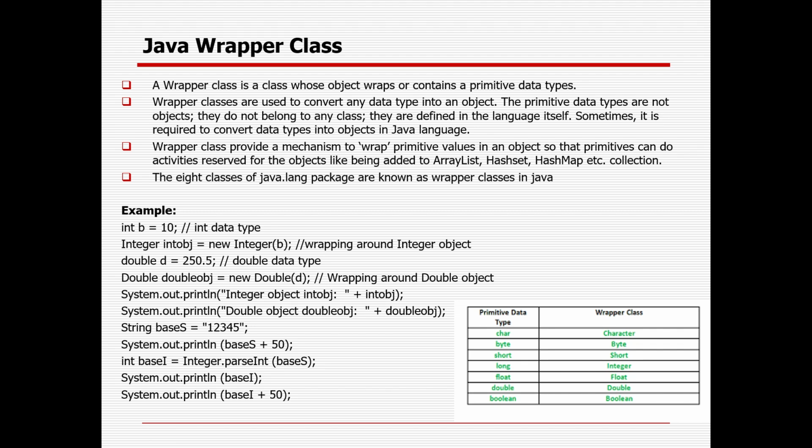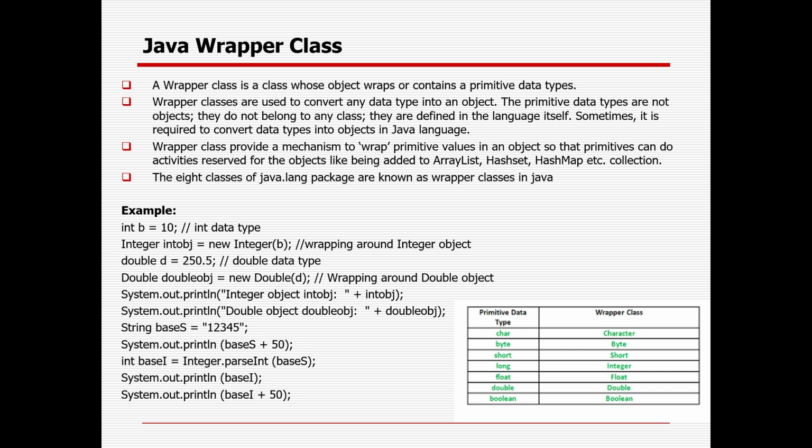So a wrapper class is a class whose object wraps or contains a primitive data type. Wrapper classes are used to convert any data type into an object. The primitive data types are not objects. They do not belong to any class. They are just defined in the language itself.